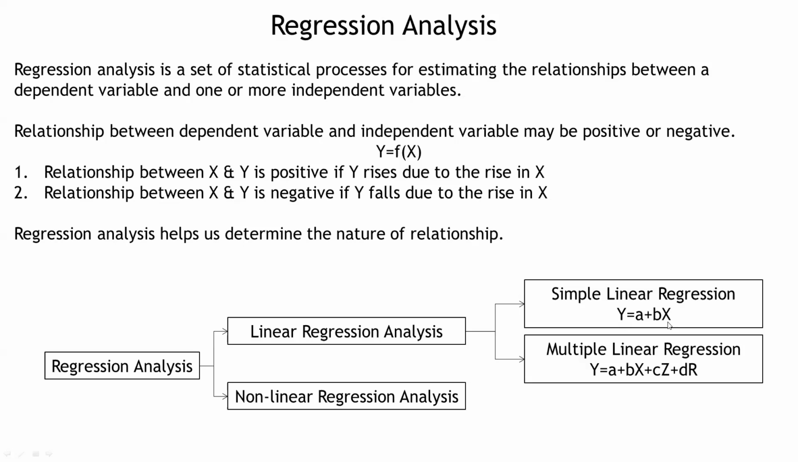On the other hand, in multiple linear regression, we extend simple linear regression by including multiple independent variables. If we consider the regression equation y equals a plus bx plus cz plus dr, here is only one dependent variable, which is y. But there are three independent variables: x, z, and r. Performing regression analysis in this situation is referred to as multiple linear regression. Again, we shall limit our discussion primarily to the simple linear regression analysis only.